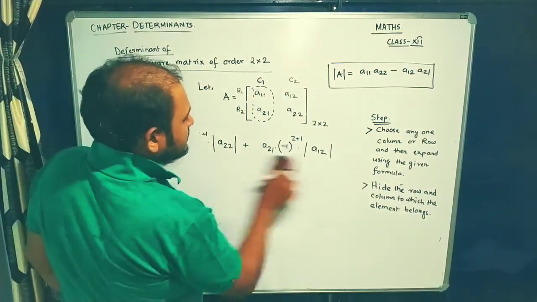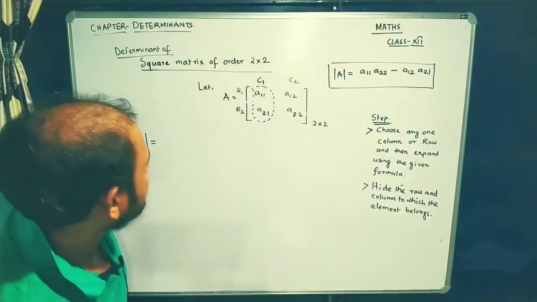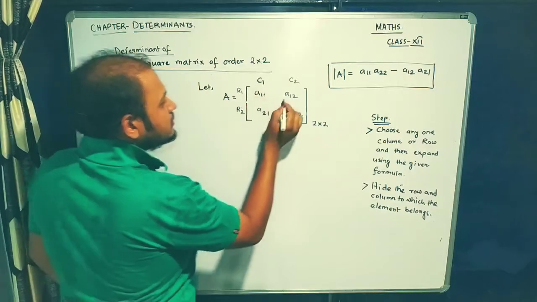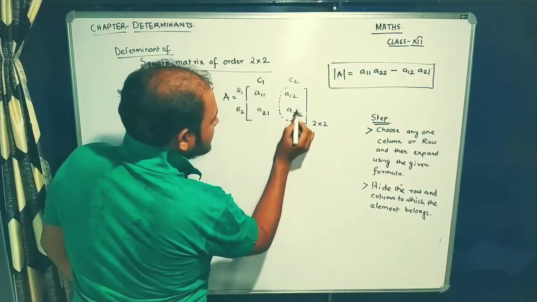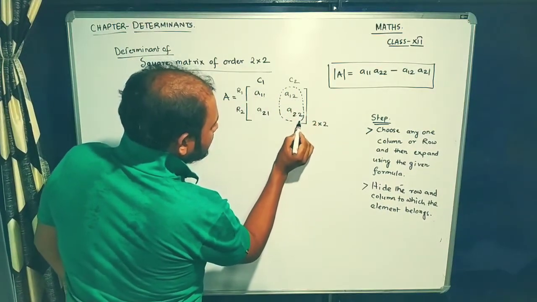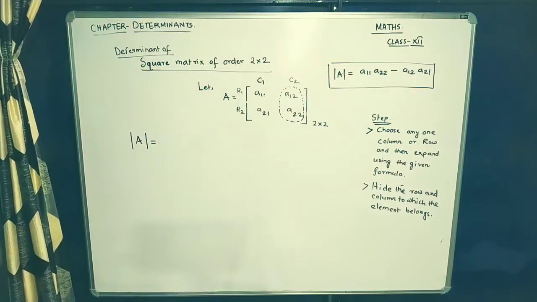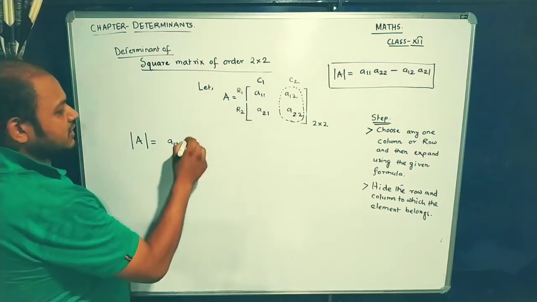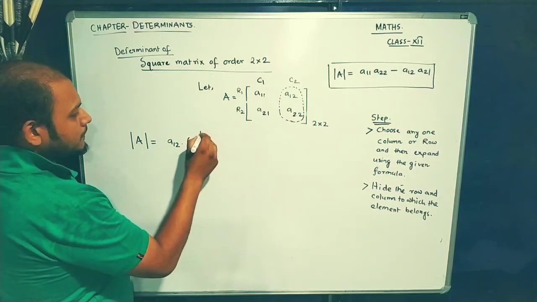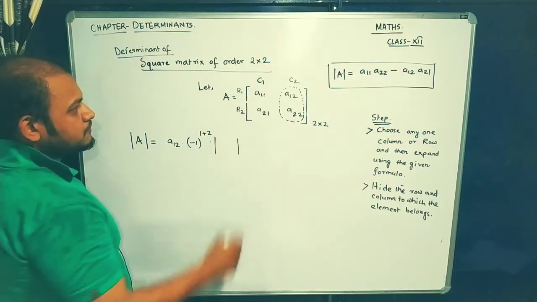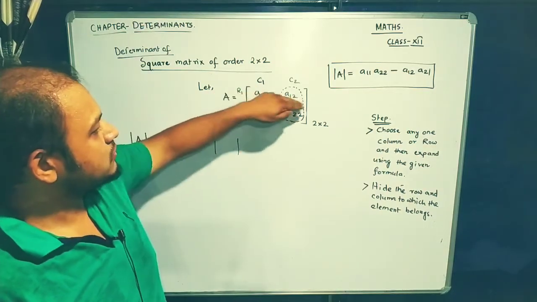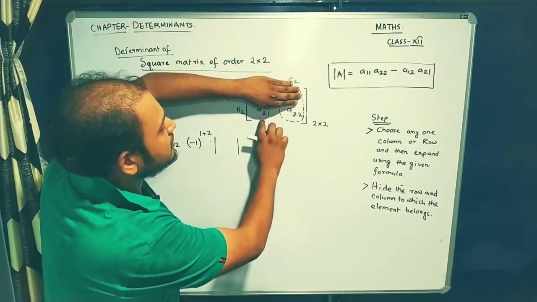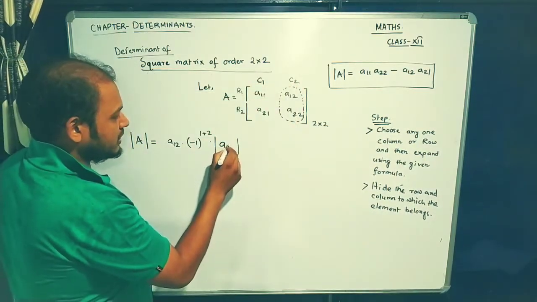Now instead of the first column, if we select the second column, will we get the same result or not? The first element is A12, so write A12 here, then -1 to the power 1 plus 2. Then hide the row and column. A12 belongs to the first row, second column, so hiding the first row and the second column, what do you see? A21. So place A21 here.